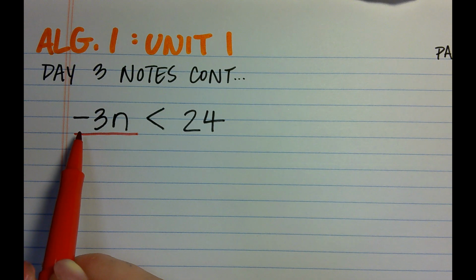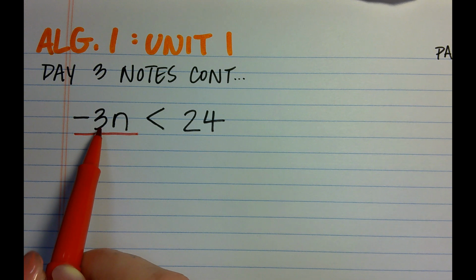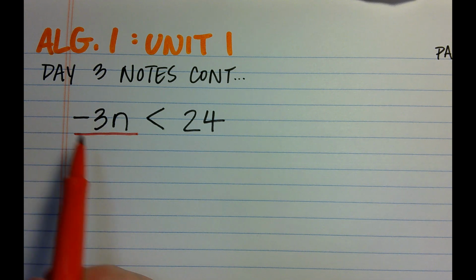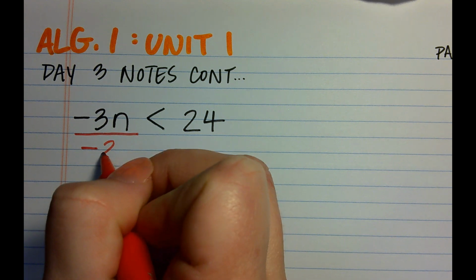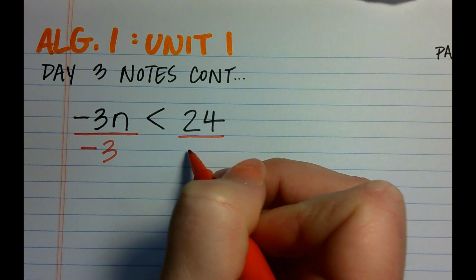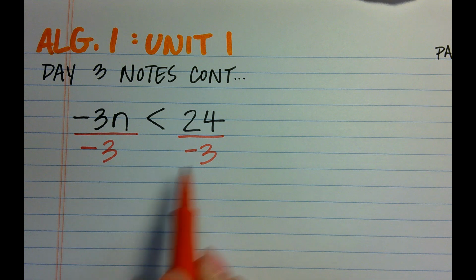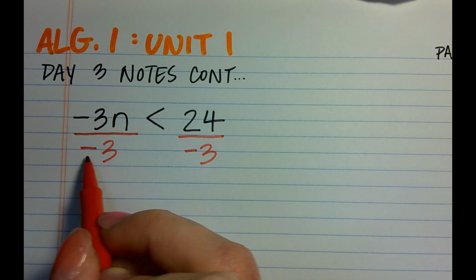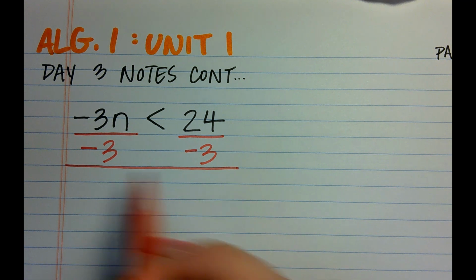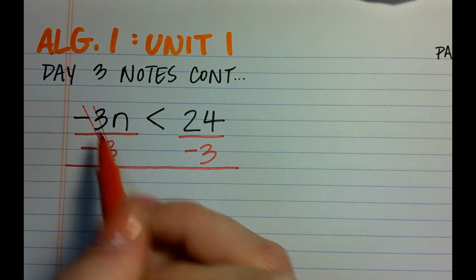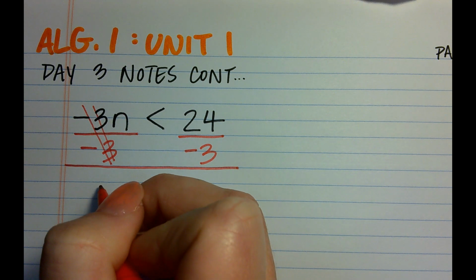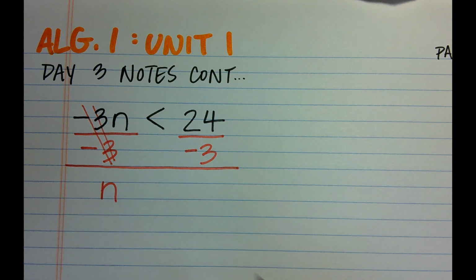Now I'm starting off with negative 3n. So keep in mind, we're starting with a negative variable. If I divide by a negative, what happens to that variable? It becomes a positive. So over here, negative 3 divided by negative 3, that cancels out. We're going to have 1n left. So we can just write n.